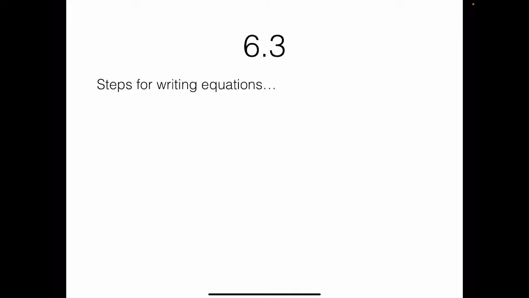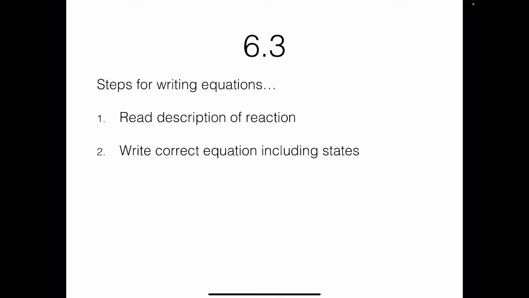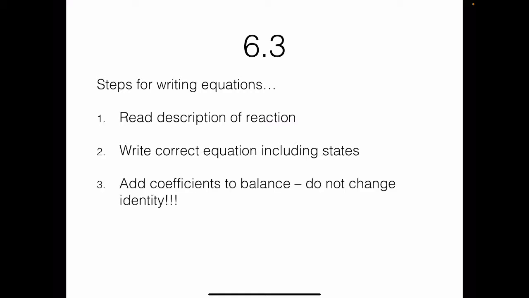How do we make sure that mass is conserved throughout the course of a reaction? We have to make sure we're writing the equation correctly. So we've already done this part. We've read the description of the reaction. This is what we did in the last section. We write the correct equation, including states. So we've already done the first two steps. The next thing we have to do is to add a coefficient to balance.